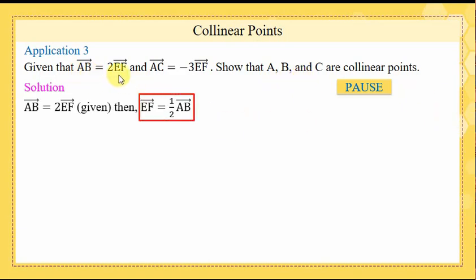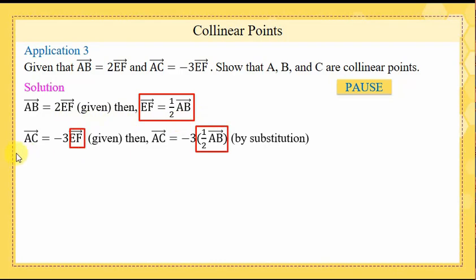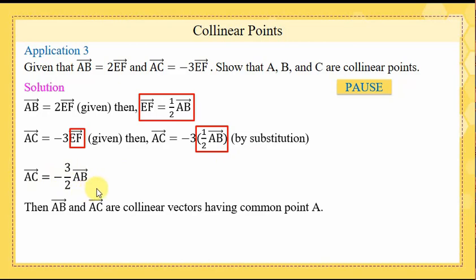AB vector equals 2 EF vector, then EF vector equals half AB vector, and AC vector equals minus 3 EF vector. So we can substitute and we will get AC vector equals minus 3 multiplied by half AB vector. So AC vector equals minus 3 over 2 AB vector. These two vectors are collinear having point A in common, then the points A, B, and C are collinear points.